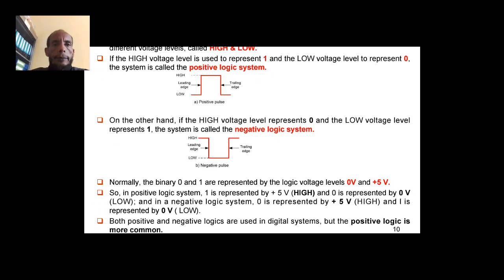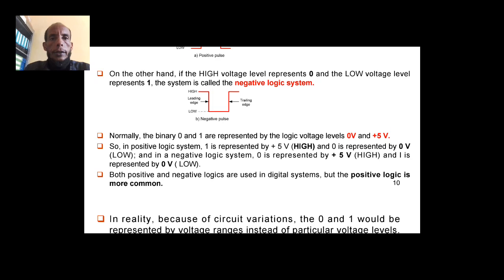On the other hand, if the high voltage represents 0 and the low voltage represents 1, what will come? It is a negative logic system. When you make 1, it represents low. When you make 0, it represents high. It is called a negative pulse. The respective diagram is also on the opposite side.